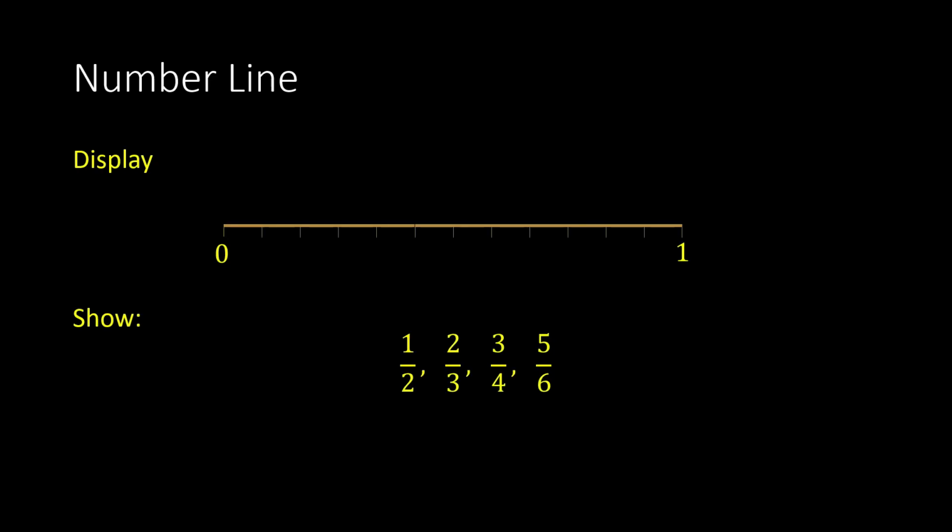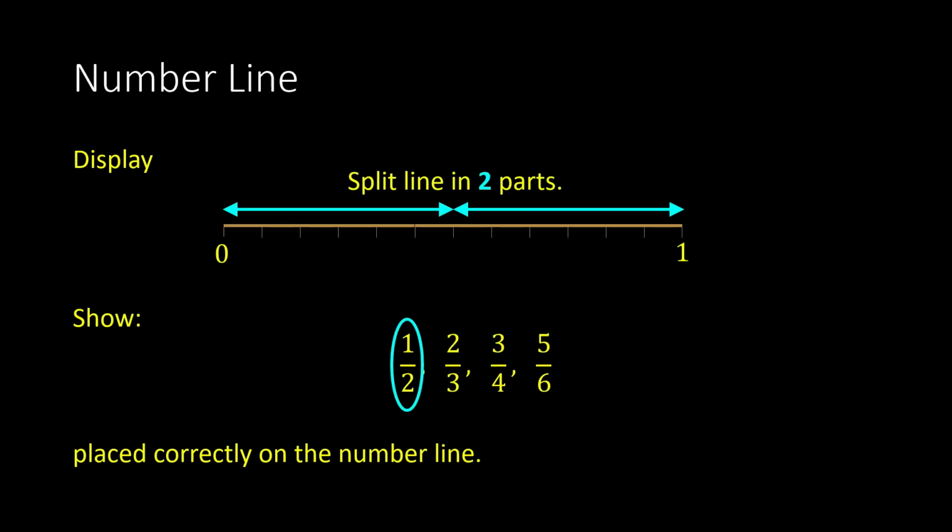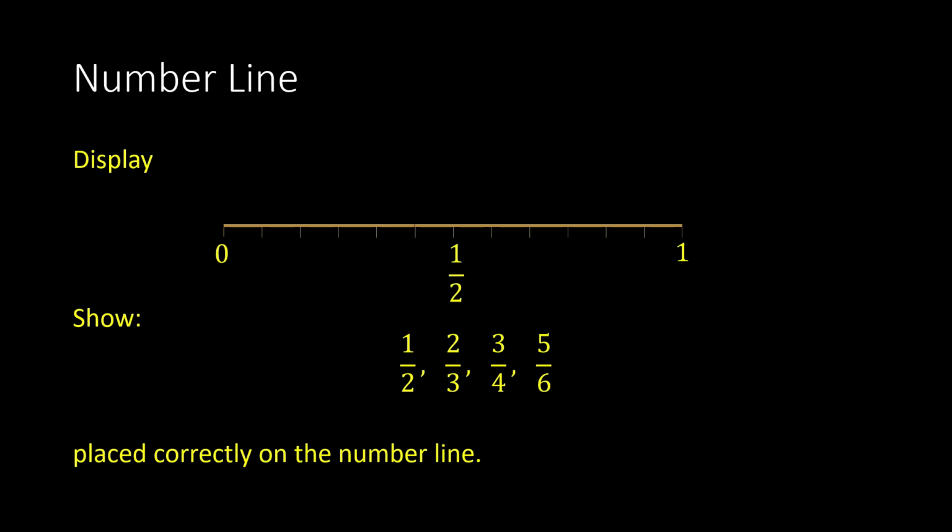A number line helps us check our answers. Fractions further to the right are always larger. This is a good way to see whether our ordering is correct. So let's display these fractions on the number line. In order to place a half on the number line, split the number line from 0 to 1 into 2 parts, and 1/2 is 1 part out of 2. So 1/2 is here.